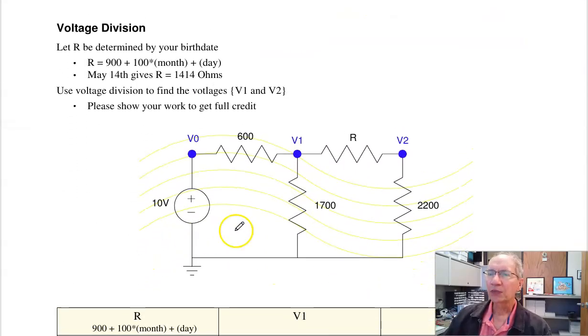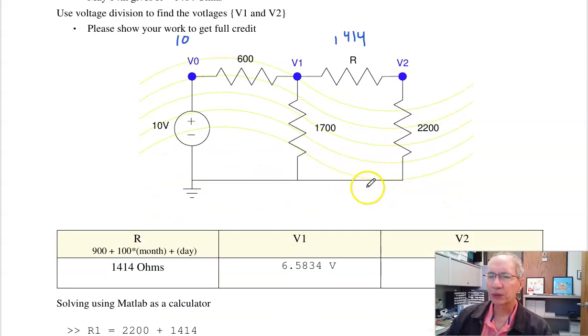Problem 2 is voltage division. Find the voltage V1, V2 using voltage division. So here the trick: if I knew V1, I could find V2, but I don't know V1. I do know V0. This is 10 volts. So if I could find all this impedance together, all that resistance, I could do voltage division. So that is 1700 in parallel with R plus 2200. For me, R is 1414 ohms.